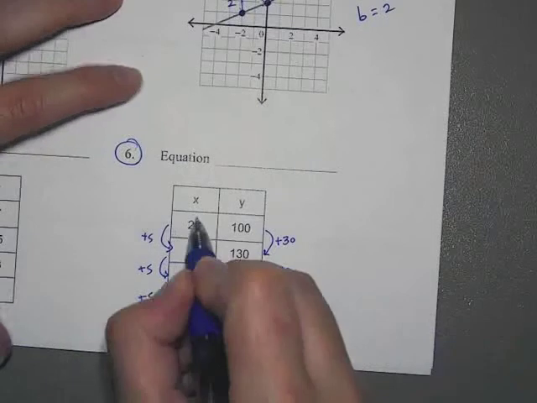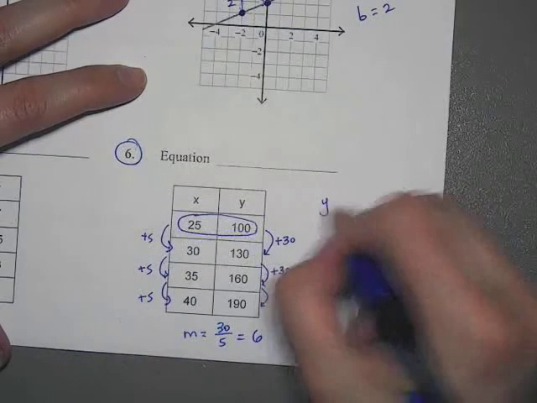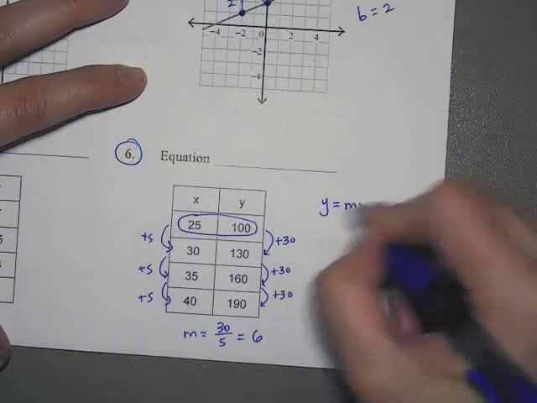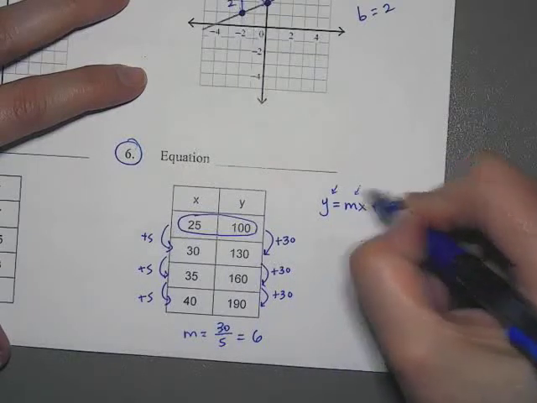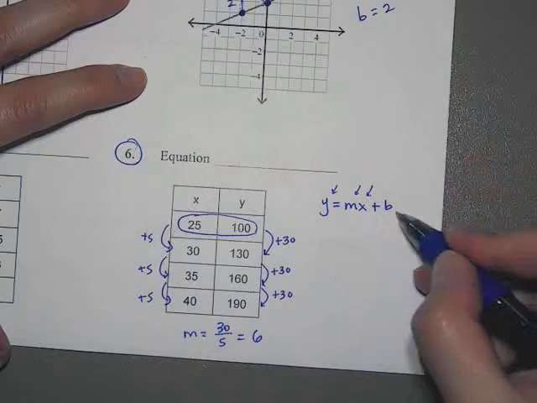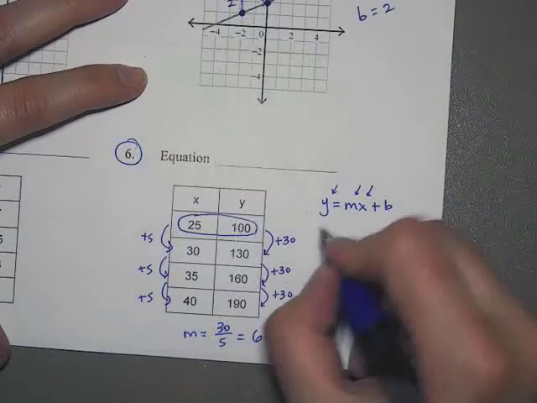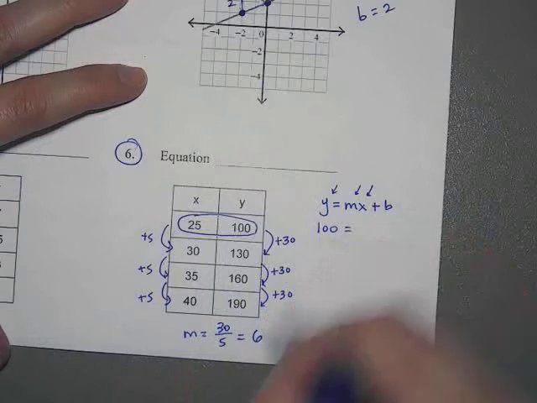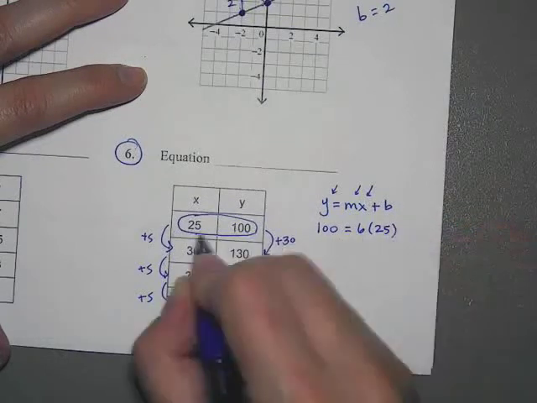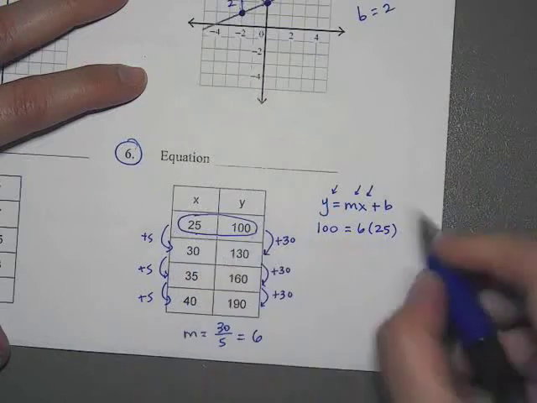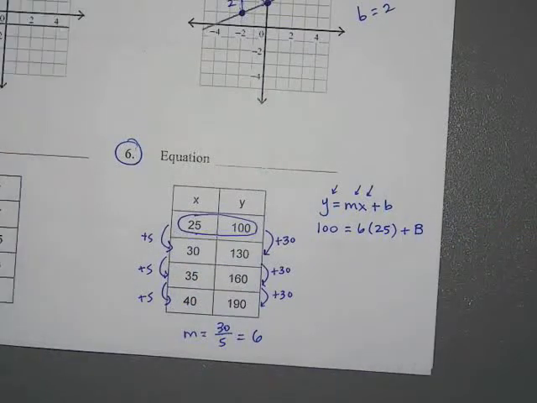So what we want to do is take an x and y ordered pair and plug everything we know into y = mx + b. We now know y, m, and x. What we still don't know is b, and we need to solve for that. So we're going to take a y value, 100, equals 6 for m, times 25 for the x. We always have to use a pair that goes together. Plus, and I'm going to make it a capital B just so it doesn't look like a 6 in this problem.